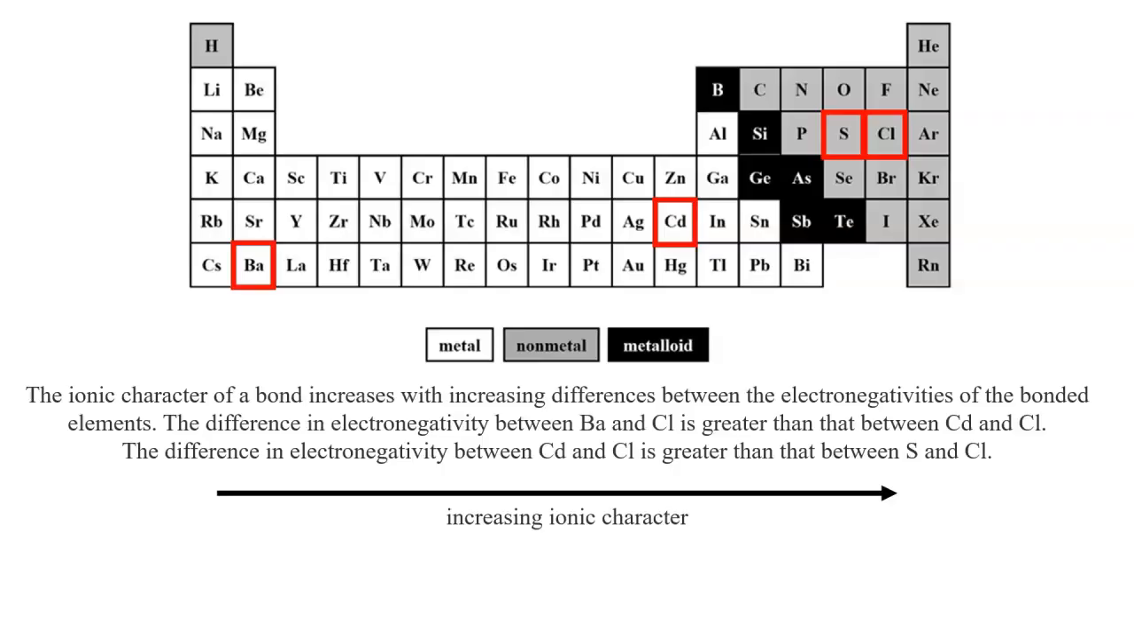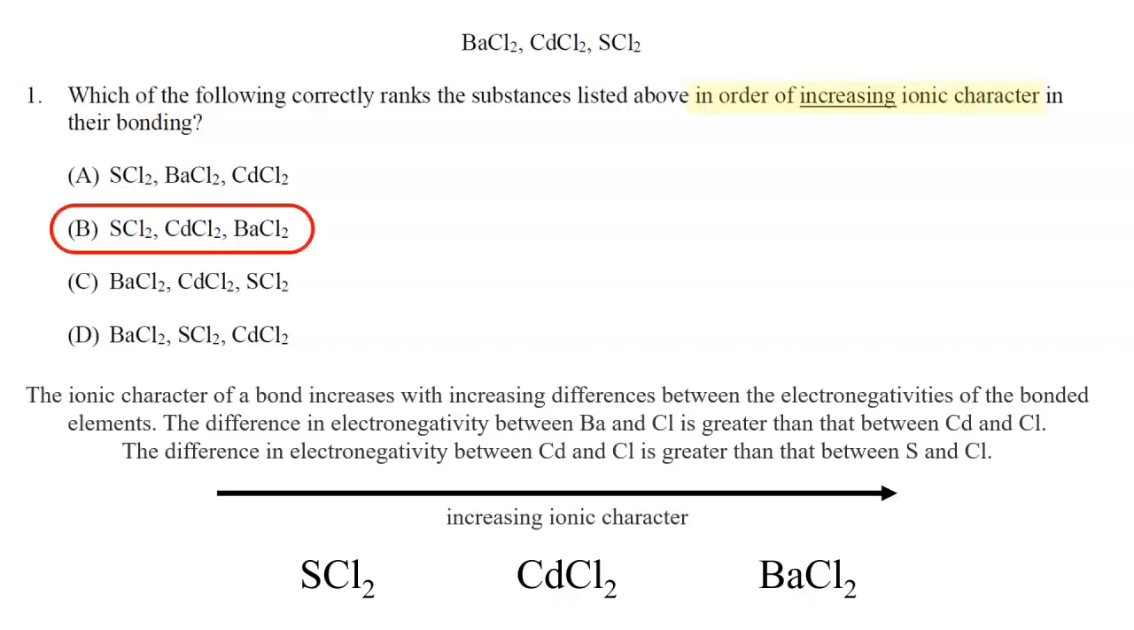And based on the general trends in electronegativity on the periodic table, we can say that the difference in electronegativity between barium and chlorine is greater than that between cadmium and chlorine. And the difference in electronegativity between cadmium and chlorine is greater than that between sulfur and chlorine. So of these 3 compounds, the compound that has the lowest amount of ionic character would be the sulfur dichloride compound. And the compound that has the highest amount of ionic character would be the barium chloride compound. So the correct answer to question 1 is choice B.